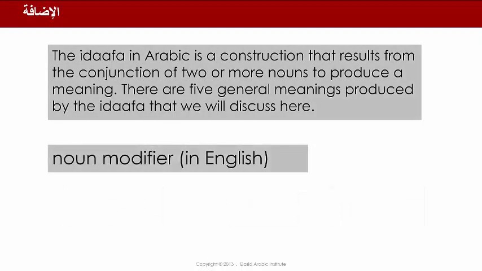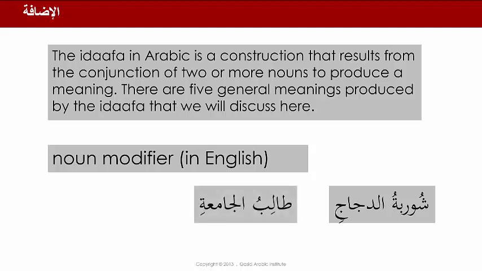Another type of phrase in English, which we translate using an Idaafa, is when we have a noun modifier. So when we say shurbatu dajaj, or chicken soup, chicken there is a noun and soup is a noun. However, chicken is functioning as an adjective in English. So we say chicken soup. شوربة الدجاج, the chicken soup. طالب الجامعة, the university student. Or غرفة المعيشة, the living room.